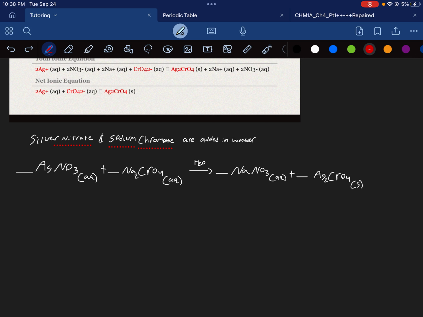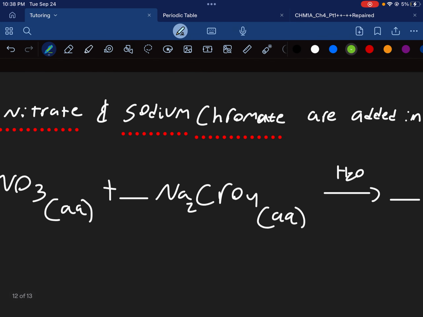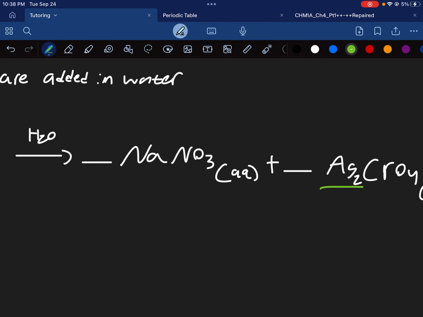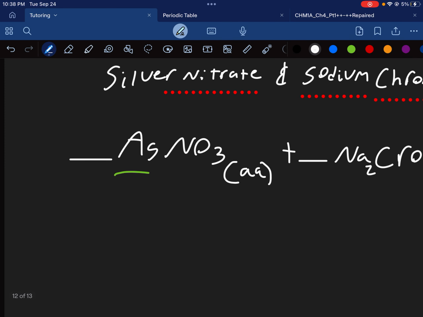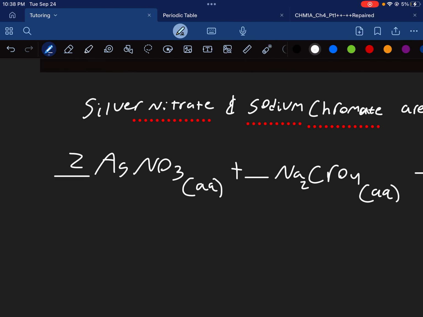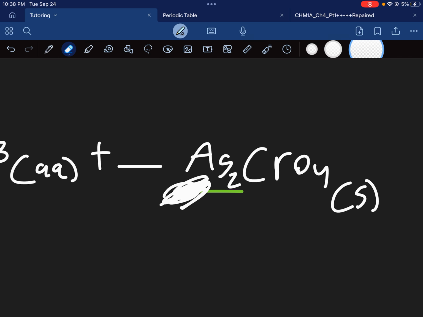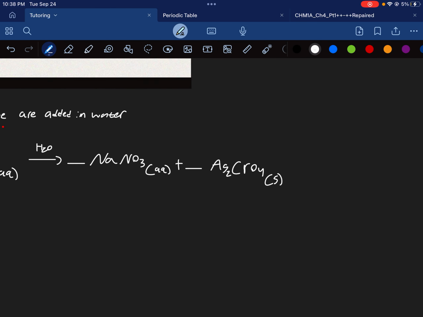Let's focus on silver because that's what we have first. Silver has 1 right here and silver has 2 right there. What I'm thinking is to put a 2 to make it balanced. We have 2 on the reactants and we have 2 on the products. So silver is balanced. Embarrassing. How about sodium? Let's look at sodium.